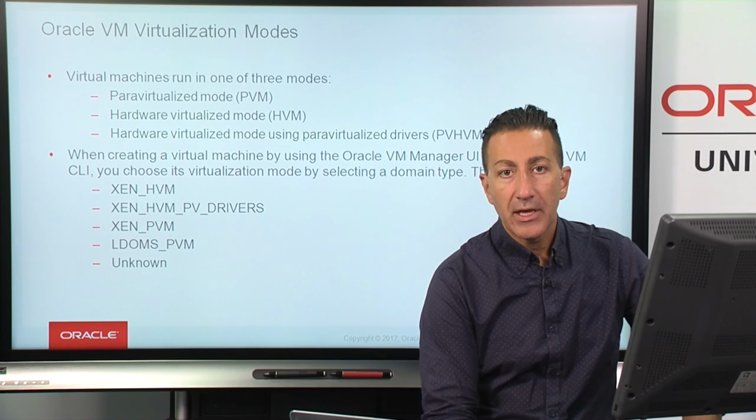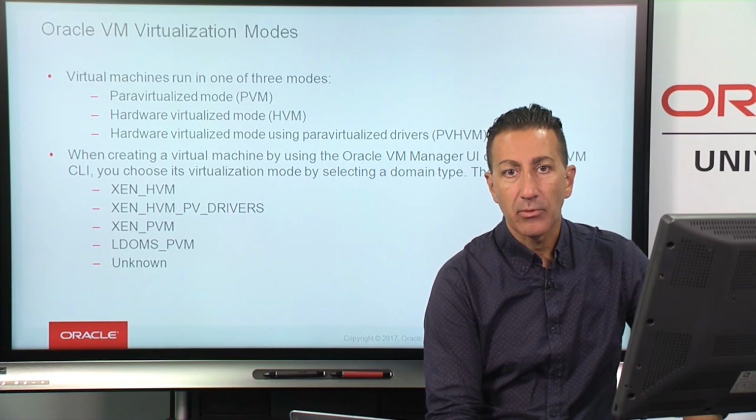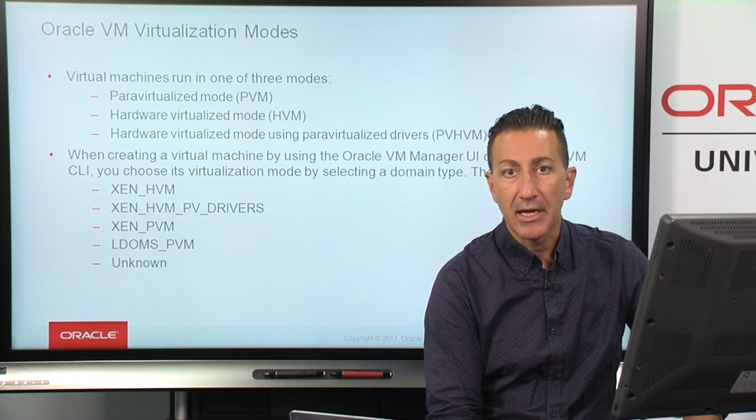Well, about the Oracle VM virtualization modes, it runs in one of these 3 modes. This is a para-virtualized mode, the PVM, the hardware virtualized mode, HVM, and the hardware virtualized mode using para-virtualized drivers, the PVHVM. There are many other methods or modes to run the VMs, but these are the 3 main modes that we will support with Oracle VM software.